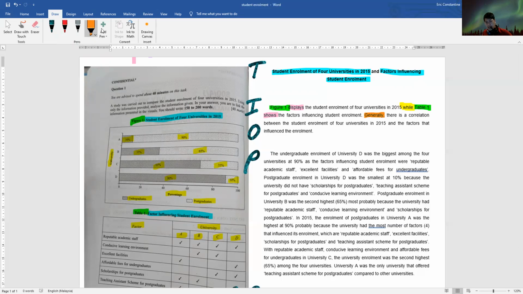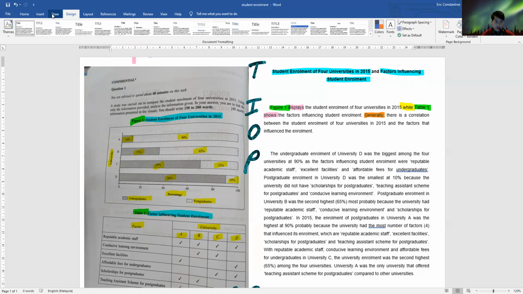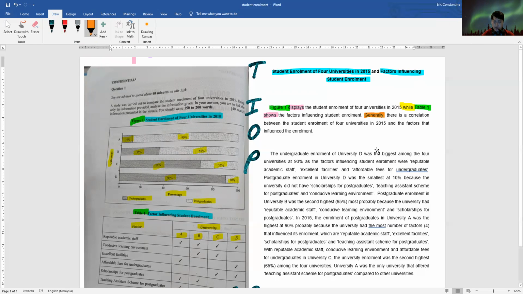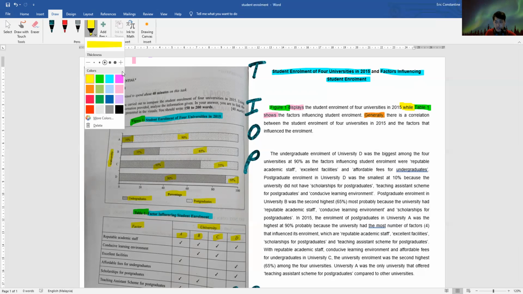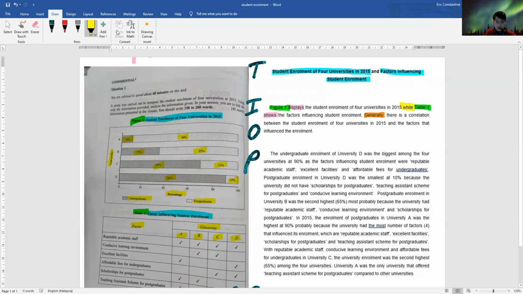Now, in the overview, you are supposed to come up with an overview by linking two visuals. Now, if you look here, you notice that generally there is a correlation between the student enrollment of 4 universities in 2015.